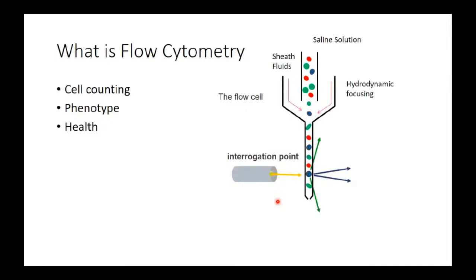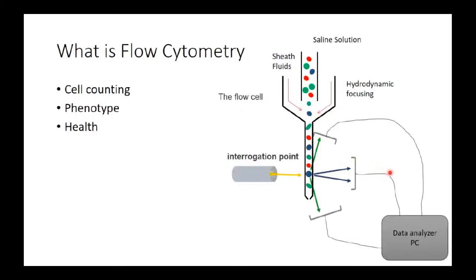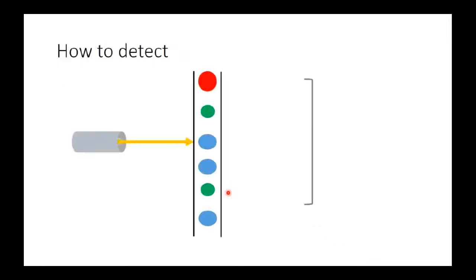These two events, or this light scattering, are detected by specific detectors called the forward detector and the side detectors. These detectors are connected to a PC, or a data analyzer, which is going to analyze the data obtained from the detectors. Now, this is in general. Now I'm going to speak in more detail.